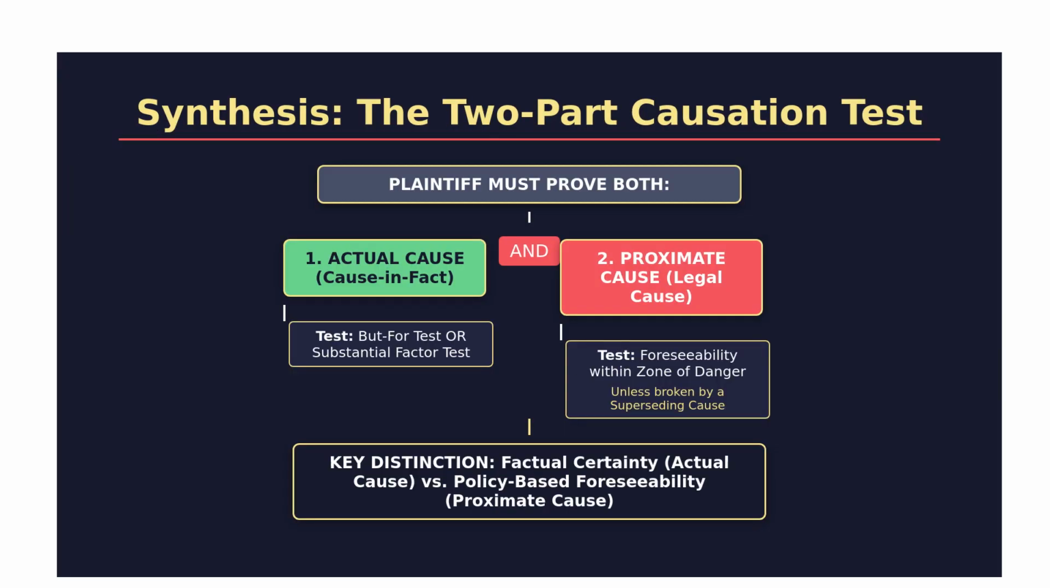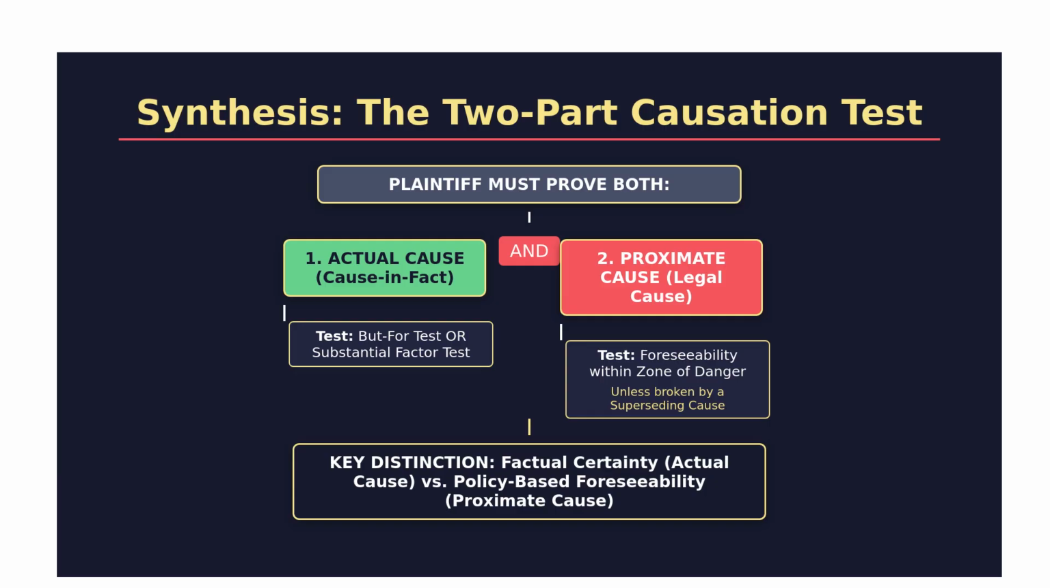We have now completed the deep dive into causation. Remember, for a plaintiff to succeed, they must clear two distinct hurdles sequentially. First, they must establish actual cause, or cause in fact, using either the but-for test or, in rare cases, the substantial factor test. This establishes the factual link.